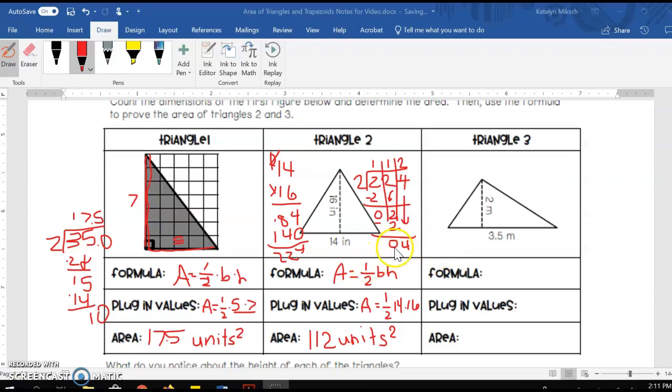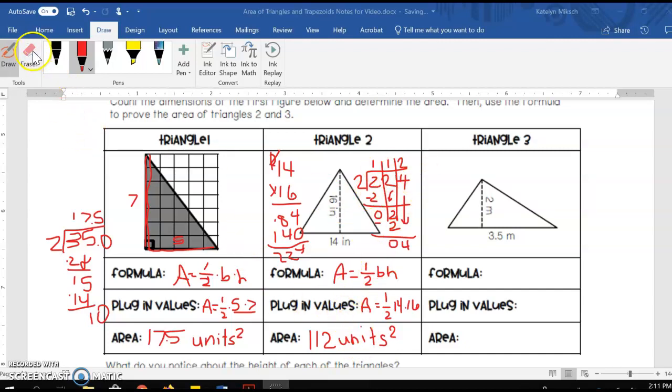Okay, so you should have tried that math on your own. Our plug-in values would be area equals 1/2 14, because that's the base, times 16. When I do my math, I chose to go ahead and do 14 times 16 first. If you want to do it in a different order, remember that is fine. You should end up with the same answer as me. So when I did 14 times 16, I got 224. But don't forget that last part. You still need to multiply that by 1/2, which is going to mean you're going to divide by 2. So when I divide 224 by 2, I ended up with 112.